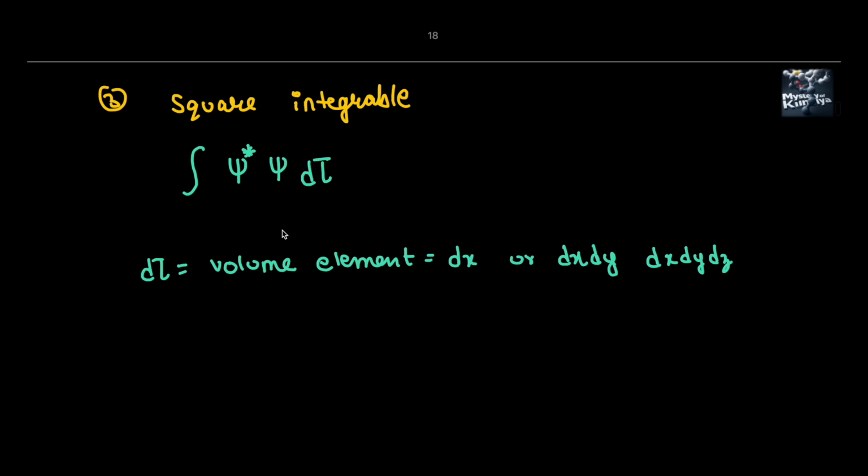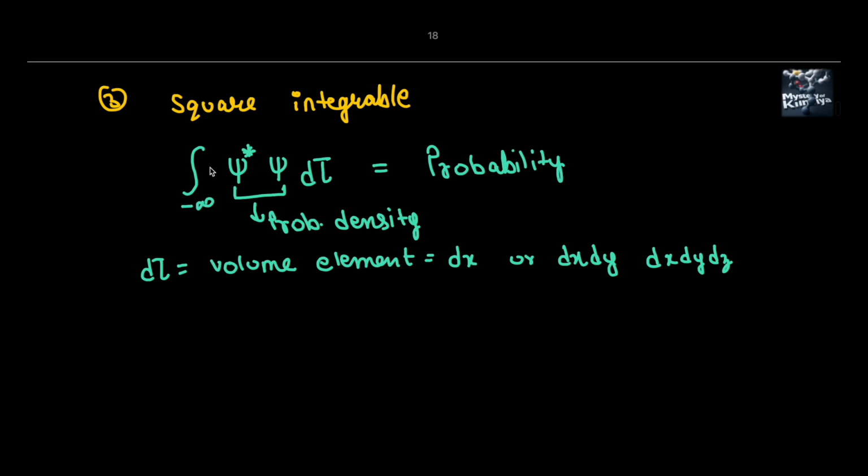So what is this? Basically, psi star and psi, this whole thing is the probability density. The probability density is basically the probability of finding the electron at a particular point or in a unit volume, and if we multiply it with a volume element or the whole volume, it will give us the probability of finding the electron throughout a volume from minus infinity to infinity. Let's suppose this whole volume, right?